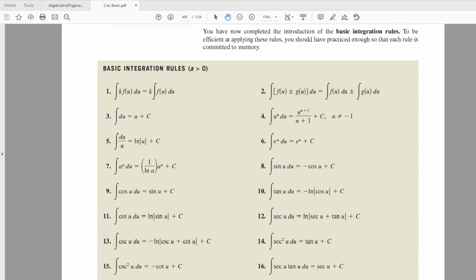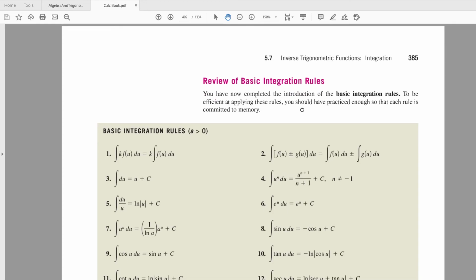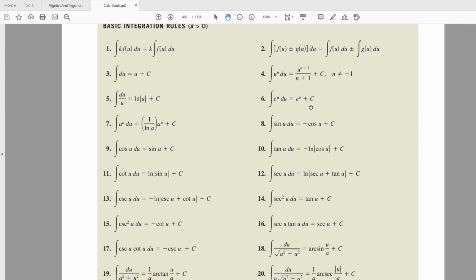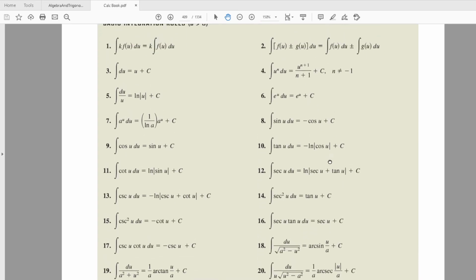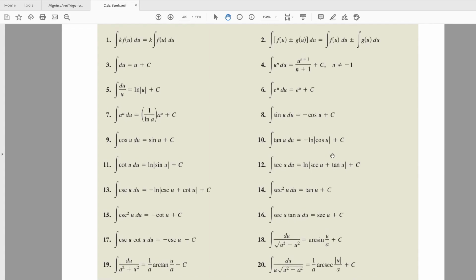Okay. If you look in your textbook on page 385, this is in section 5.7, it's the end of this chapter. This is a full list of every integral you need to know in order to pass your test. Now, some of these, of course, we have not yet gotten to. No, we'll get to all of them. We won't get to 5.8. That's the thing. But we will get through all of these.